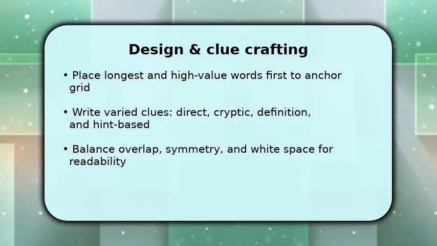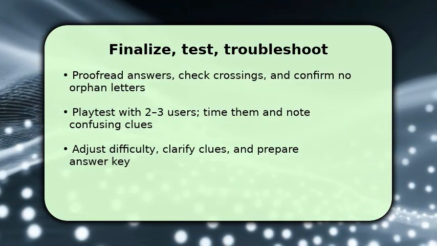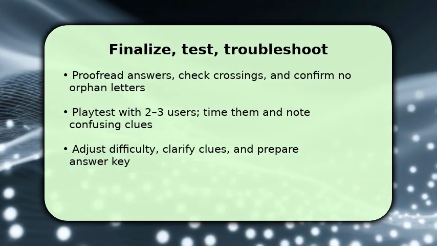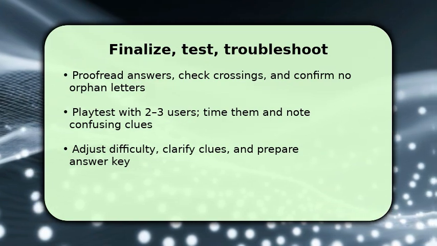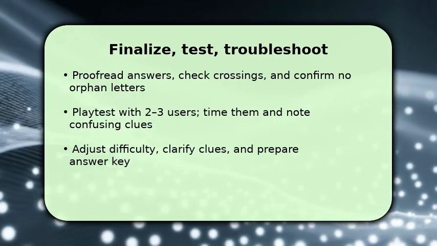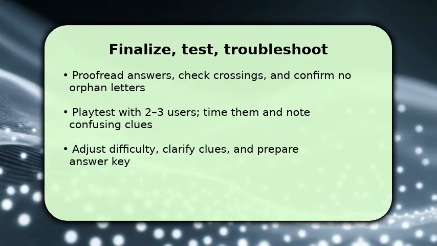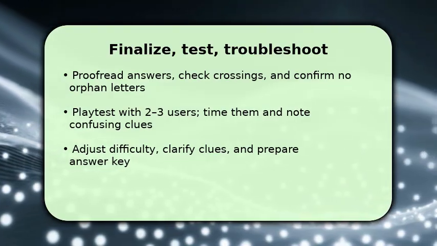You finish by thoroughly proofreading every entry and checking each crossing to eliminate orphan letters. Once that's done, playtest with 2 or 3 users. Time them and watch where they hesitate so you can spot unclear clues. Make targeted edits, simplify a clue, swap a word, or tweak grid spacing. Then generate a clean answer key and printable layout.